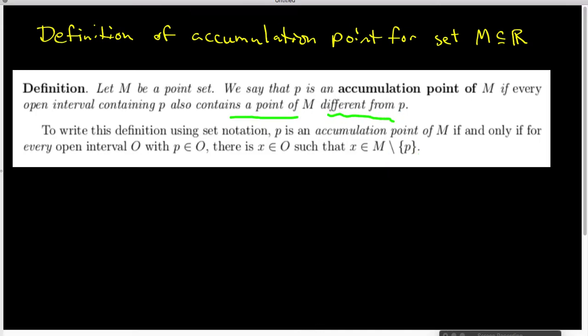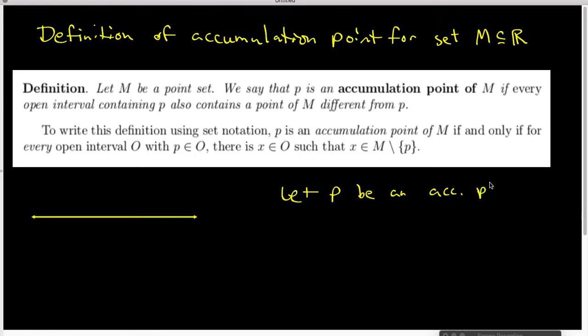So what I want to do is I want to actually try and draw some pictures that illustrate what this definition means. So let's draw a number line. So here's my number line. And I want to illustrate what we mean when we say let P be an accumulation point for the set M. Now, I'm actually not going to draw M in this picture because I don't know what the set M looks like. I'm going to focus, however, on P.